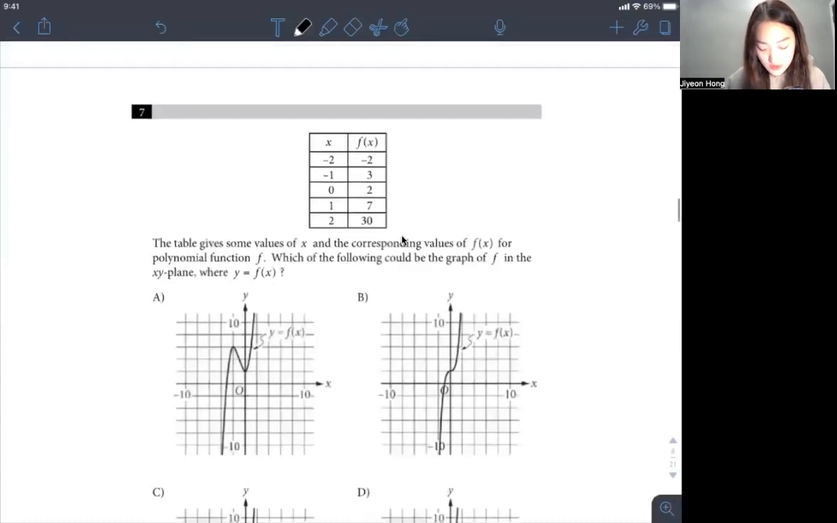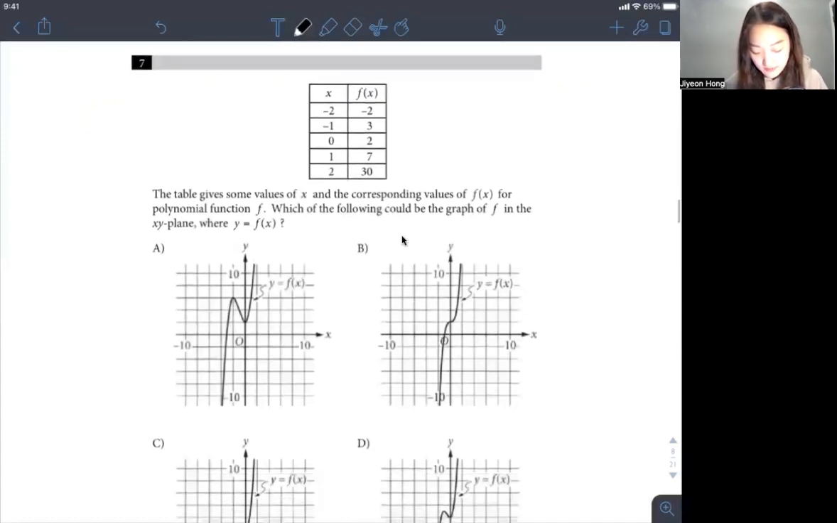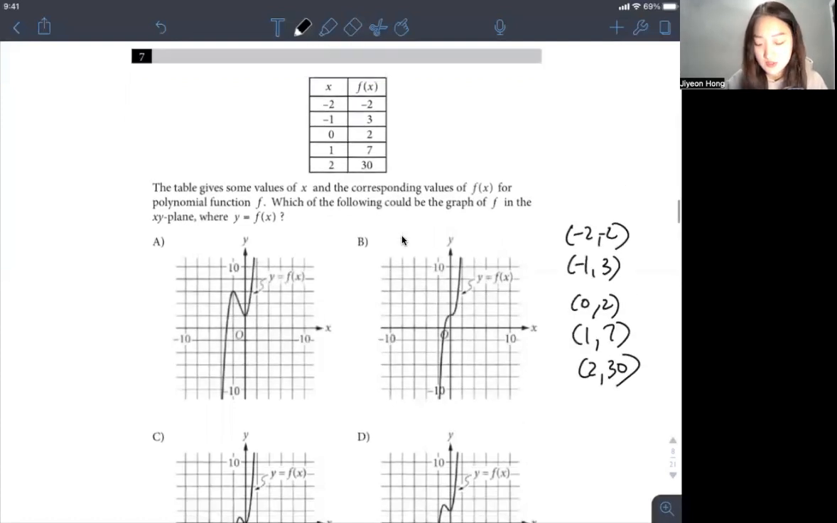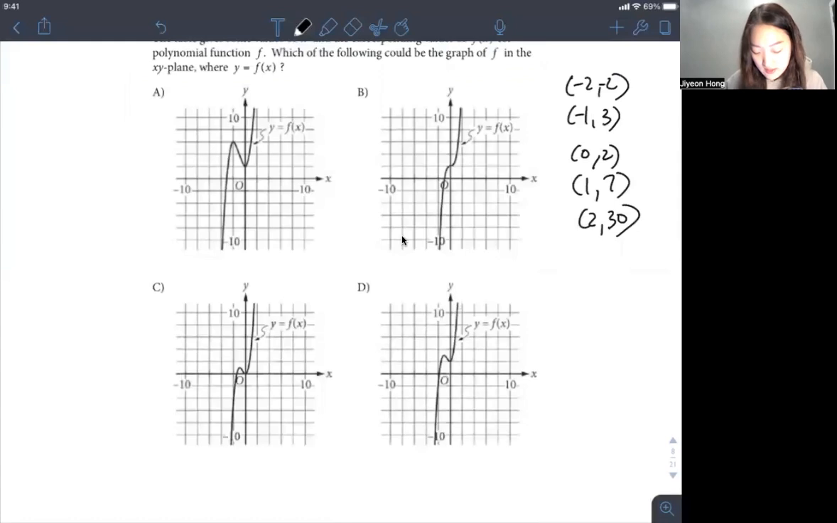Number 7, the table gives some values of x and the corresponding values of f of x for the polynomial function f. Which of the following could be the graph of f in the xy plane where y equals f of x? Essentially, it's asking which graph plots this table, right? We have -2, -2, -1, 3, 0, 2, 1, 7, and 2, 30. So f of x just represents y. When we take a careful look at the graphs, the only graph that matches these coordinates is D, which is the answer.